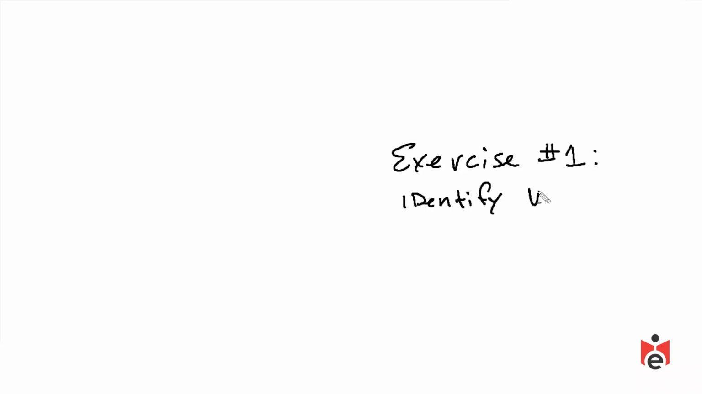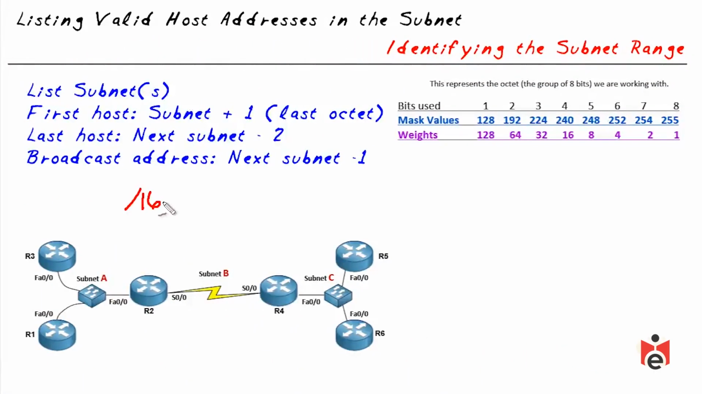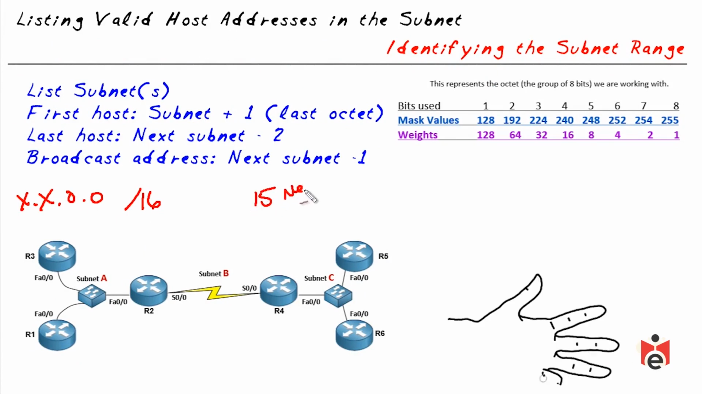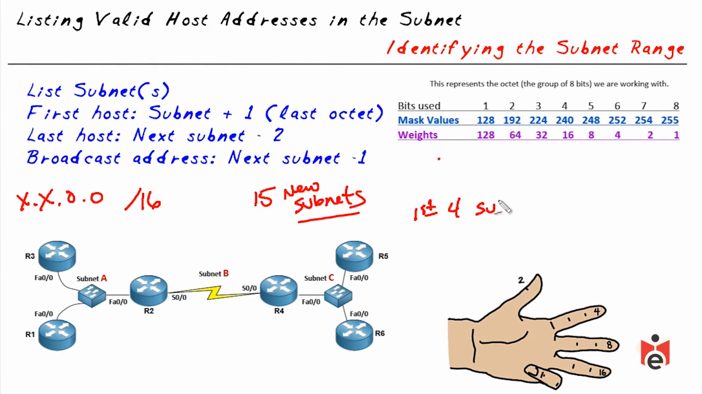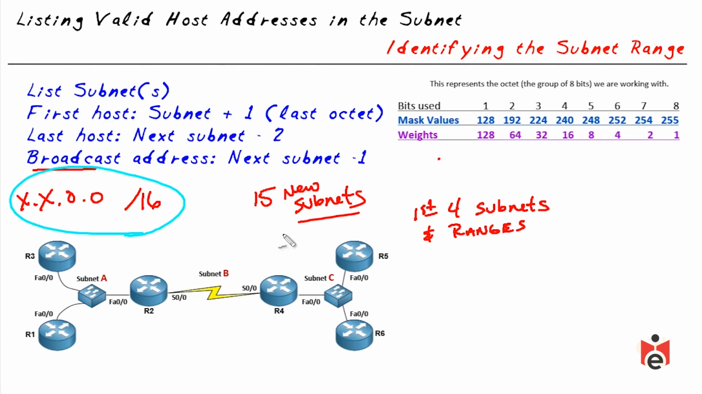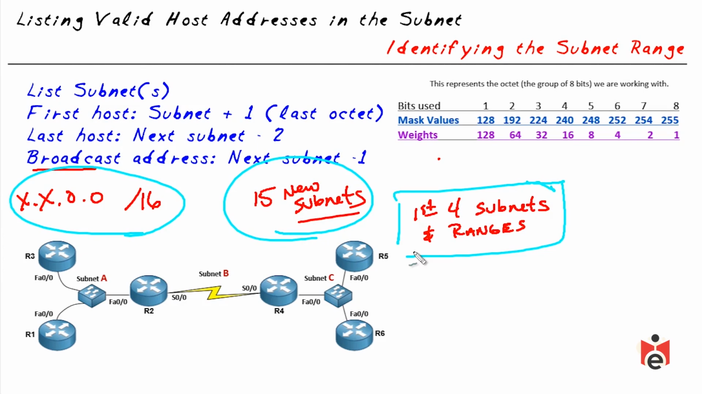So let's you and I do another exercise. For our requirement, let's say that we have a /16 to begin with, and let's say we have a requirement to create 15 new subnets. What I would like you to do is I'd like you to go ahead and list the first 4 subnets and their ranges. The ranges for a valid host address on those first 4 subnets. And for bonus points, go ahead and include the broadcast address for each of those subnets as well. Go ahead and pause me and do that right now.